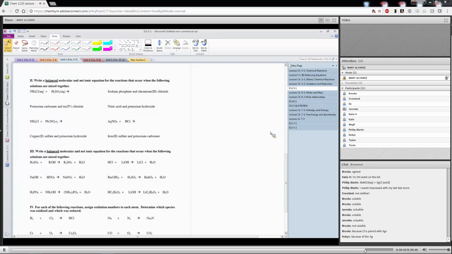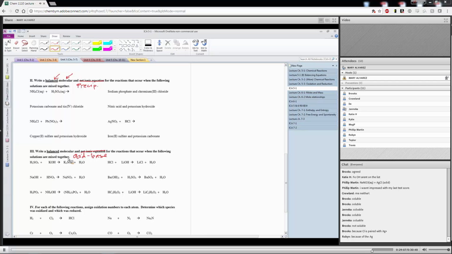And we've got parts 2 and 3. This is asking for balanced molecular and net ionic equation. Ignore this for the moment. We'll go over it on Wednesday. I just want you to do a balanced molecular reaction when these are mixed together. So these are all, or mostly, not all of them, mostly precipitation reactions. And these are acid-base reactions. Again, don't worry about the net ionic equation. We'll cover that on Wednesday.